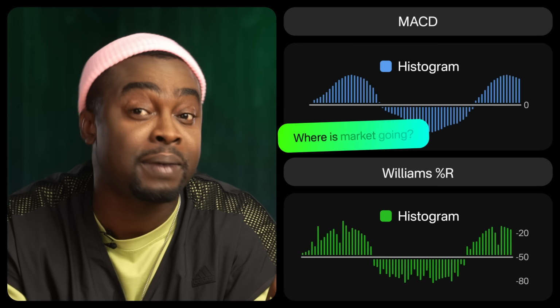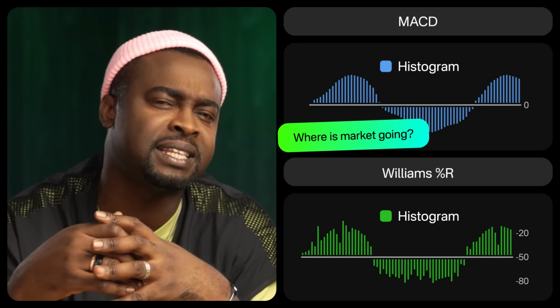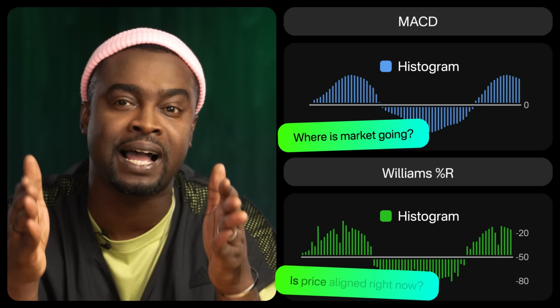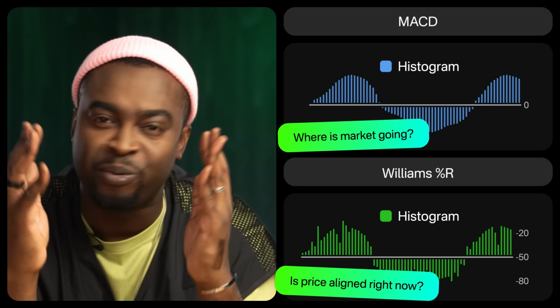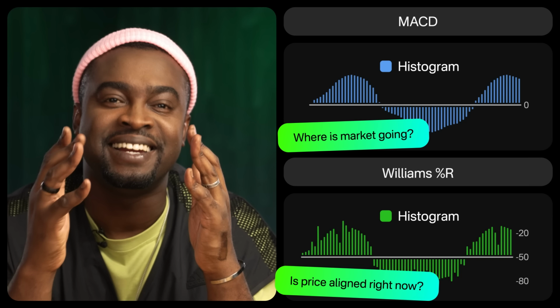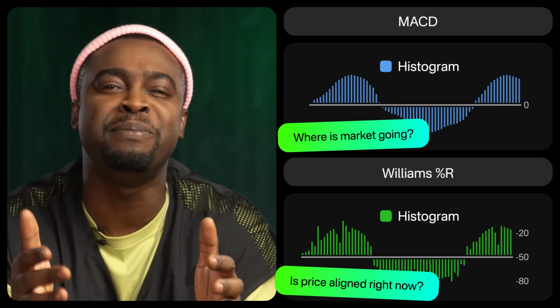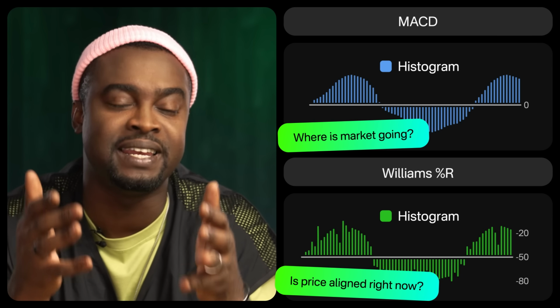In simple terms, the MACD answers the question, where is the market going? While the Williams percentage R answers the question, is price aligned right now? When both indicators agree, we trade. When they don't, we do nothing. This simple principle alone eliminates most of the bad trades that beginners make.